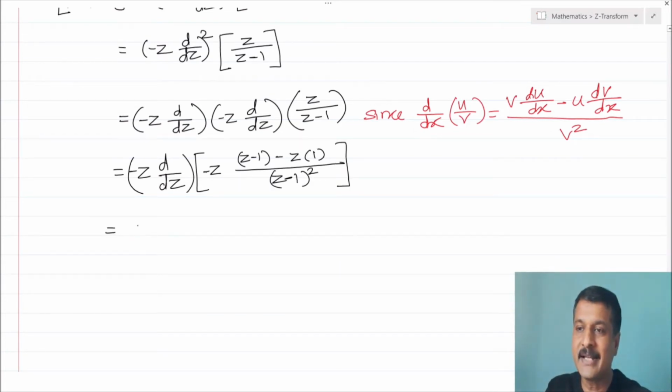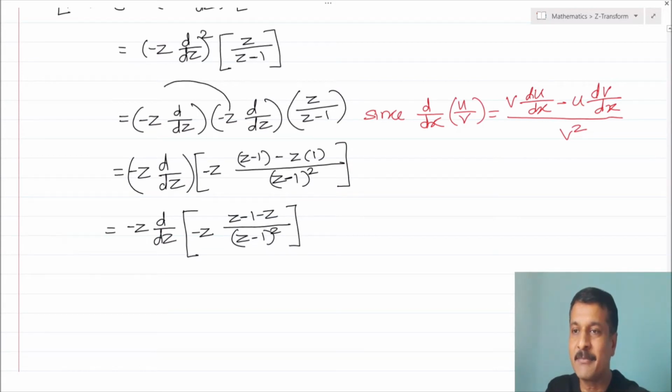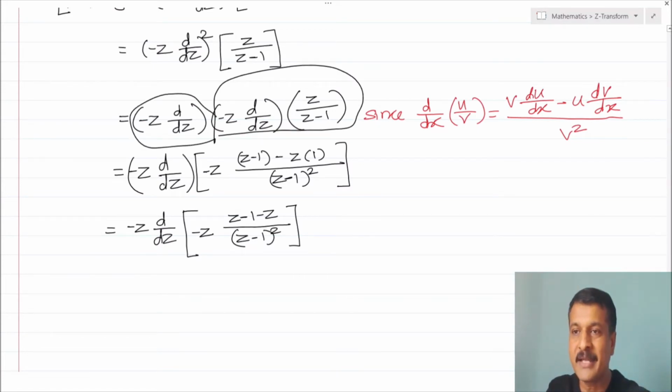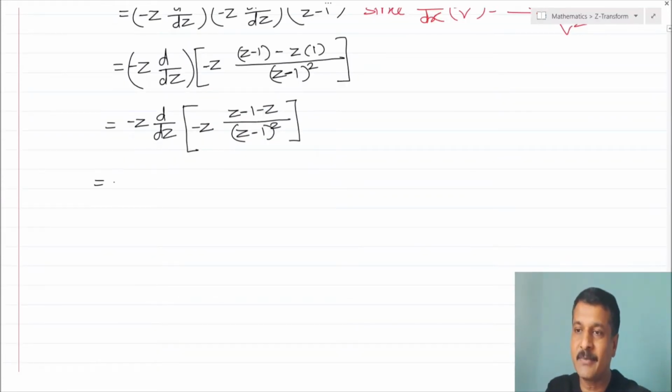So I am getting that is equal to minus z d by dz of, so simplify it, minus z, and the numerator is z minus 1 minus z upon z minus 1 whole square. Carefully you simplify. Don't multiply this minus z into this minus z directly. You simplify this part first and then you multiply this one. So I am getting that is equal to minus z d by dz, and here plus z and minus z get cancelled.